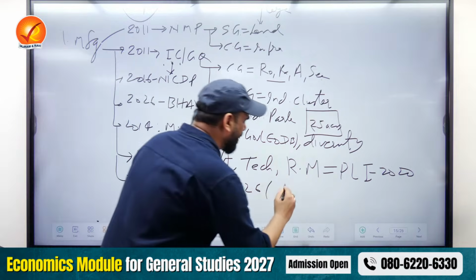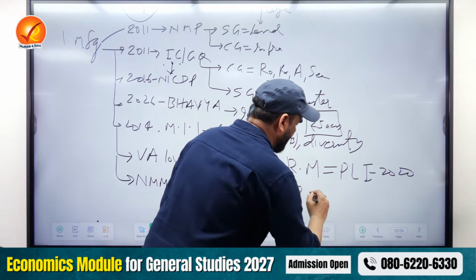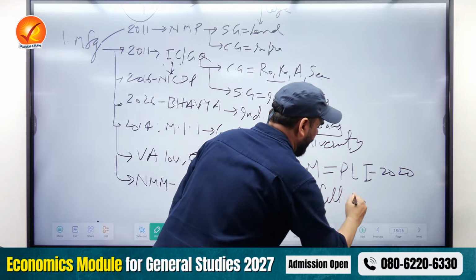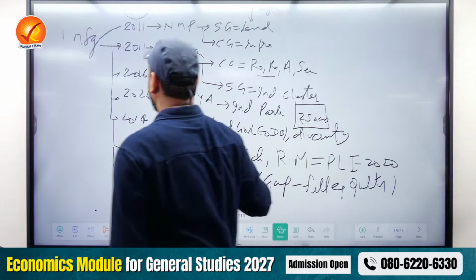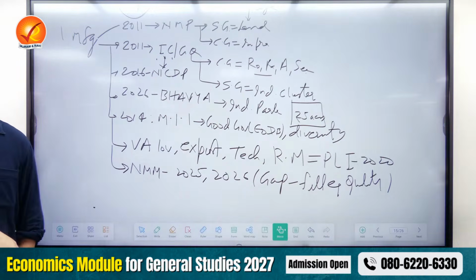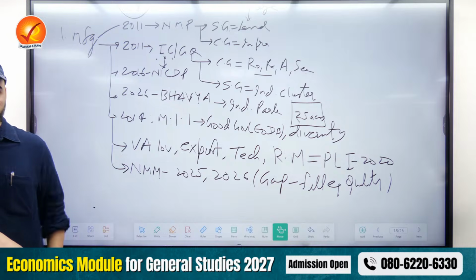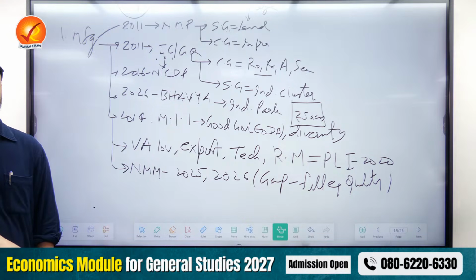Whatever gaps are there in our previous policies, the gaps will be filled. Example, quality. This is what the government is doing here. They are trying to fill the gap, right? So, the National Manufacturing Mission.